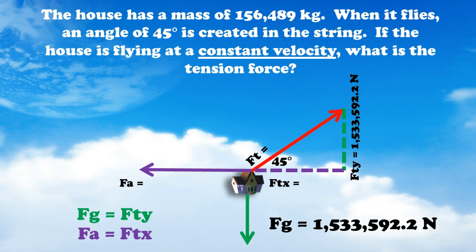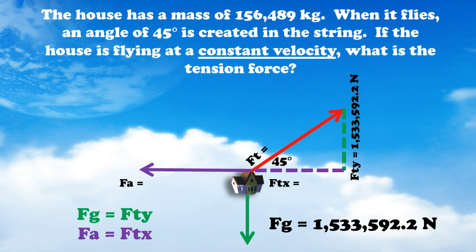Whenever we have angled forces, that means we have right triangles, which means trigonometry is not far behind. If we look at the triangle, we currently have a reference angle of 45 degrees. We're looking for the tension force, which is our hypotenuse, the red force. And then we are given, or at least we derived, that the tension force, y component, is 1,533,592.2 newtons. That's the opposite side. It's opposite from 45 degrees.